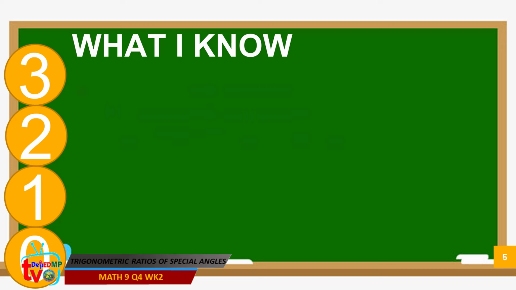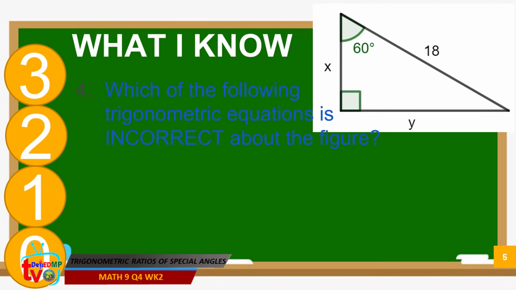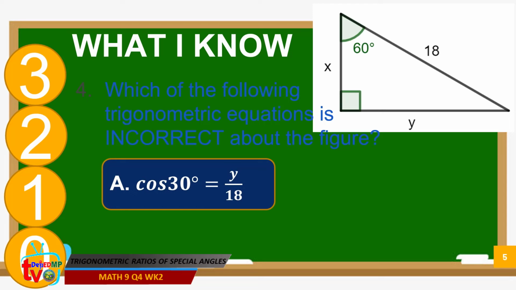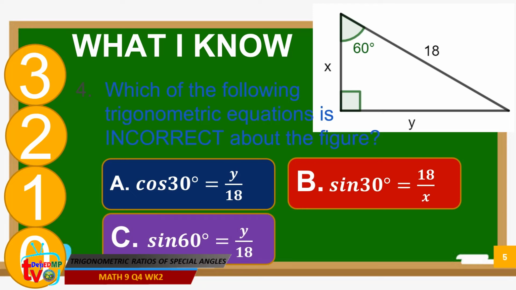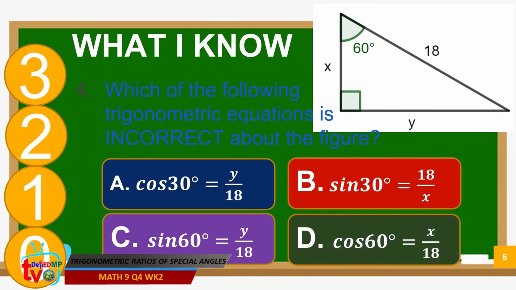Fourth question. Which of the following trigonometric equations is incorrect about the figure? A. Cosine of 30 degrees is equal to y over 18. B. Sine of 30 degrees is equal to 18 over x. C. Sine of 60 degrees is equal to y over 18. Or D. Cosine of 60 degrees is equal to x over 18.